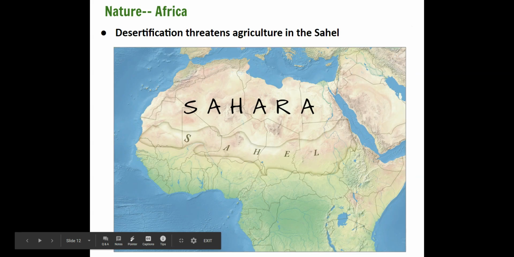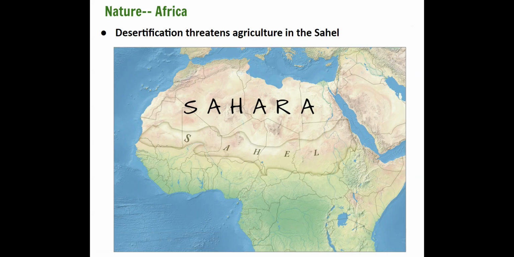When we talked about the natural world in Africa, one of the main things we talked about was desertification. The Sahara Desert is the largest desert in the world. It's across the northern part of Africa, and it keeps expanding into a region called the Sahel. The Sahel is a semi-arid or partially dry area where there is farming that happens, where particularly there are animals that are able to graze, like sheep and goats are able to eat the grass.